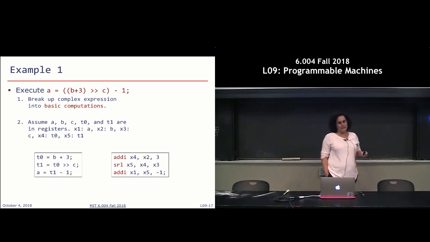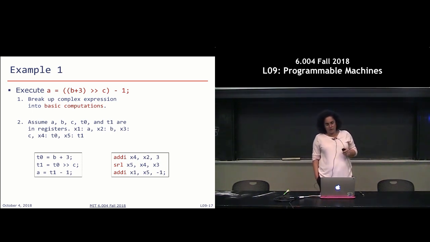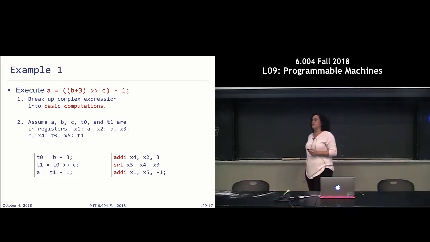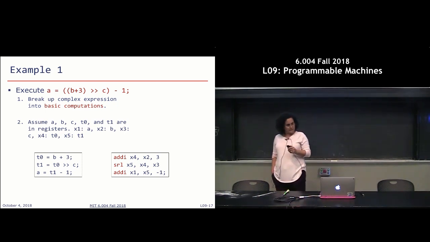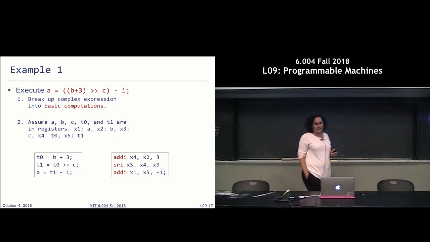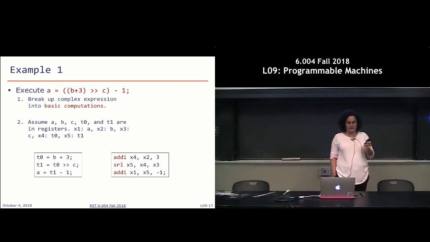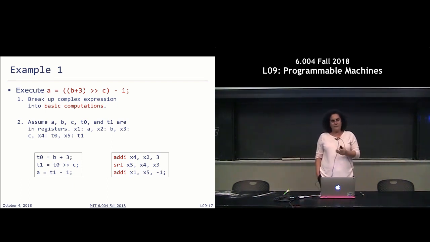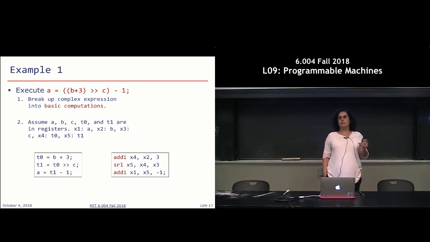I basically have an add immediate, which takes B and adds 3 to it, stores it into X4, which is the register that I'm using for my T0. Then I take the X4 and I shift it to the right by the bit specified in X3, which is my C variable. And finally, I subtract 5 from that and store it into X1, which is where my A variable is being held. Any questions about that?